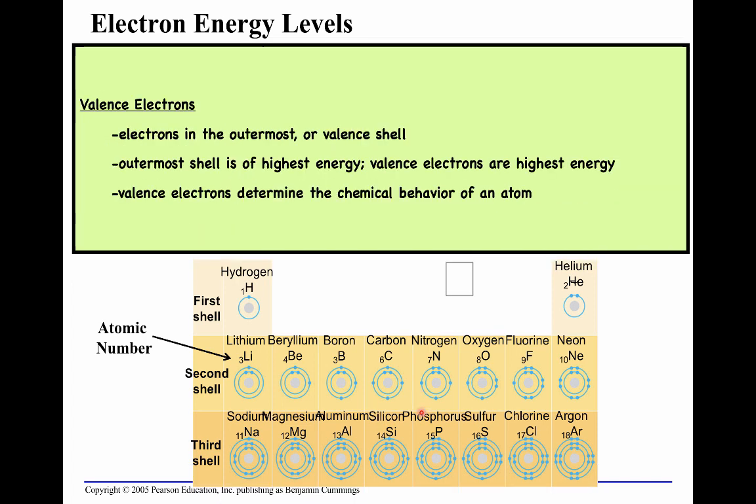So let's talk about that. Valence electrons are electrons in the outermost shell, which is also called the valence shell. It's the highest energy, and so the valence electrons for a particular element are the highest energy electrons. And those are going to determine the chemical behavior of an atom. So for hydrogen, its valence electron is only in the first energy level. For lithium, its valence electron is in the second energy level. For sodium, its valence electron is in the third energy level. So they differ by where their valence electrons are: first, second, third.